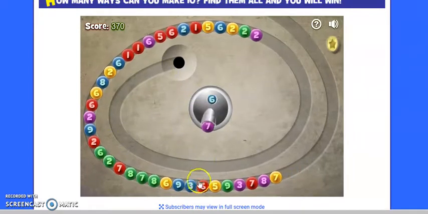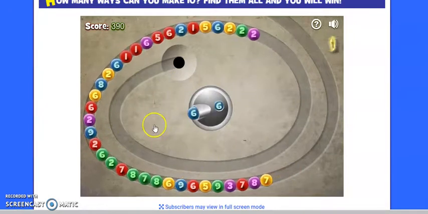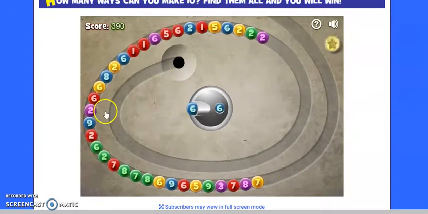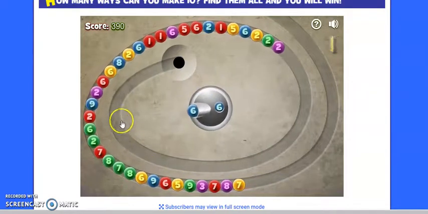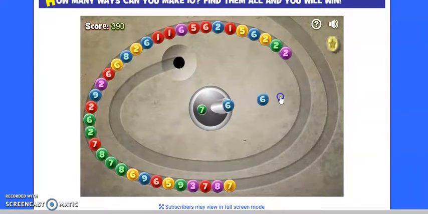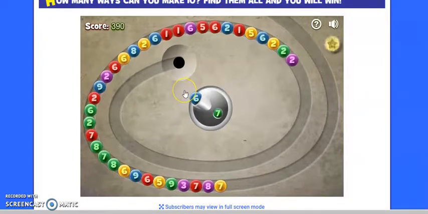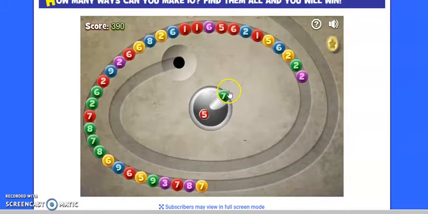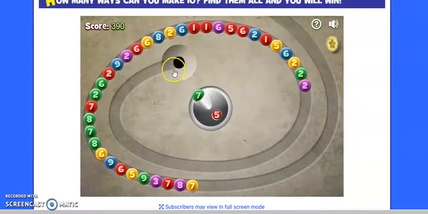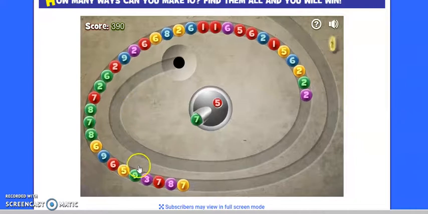7 plus 3 is 10. 6 plus 4 is 10. I don't see any 4s. I'm just gonna shoot it. I don't see any 4s either. 7. 7 plus 3 is 10. I also don't... Oh, there's a 3 right there.